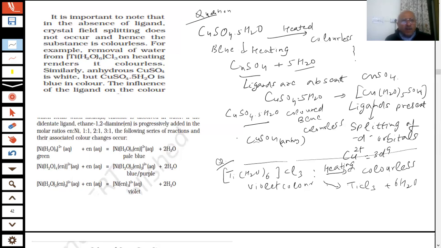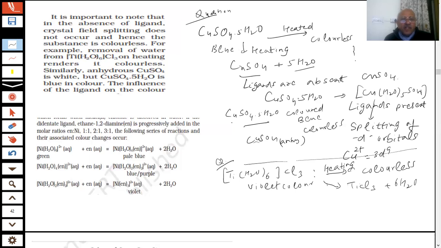One more interesting thing is coming before us. If there is a complex, the color is due to the ligands. If I keep on changing the ligands around the metal ion, will the color be the same or different? The color will be different, because the d orbital splitting is under the influence of the ligands.